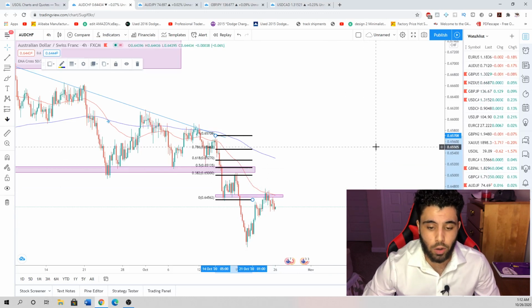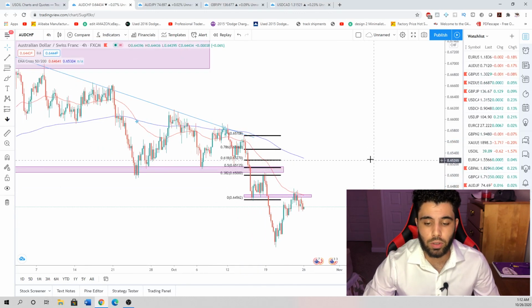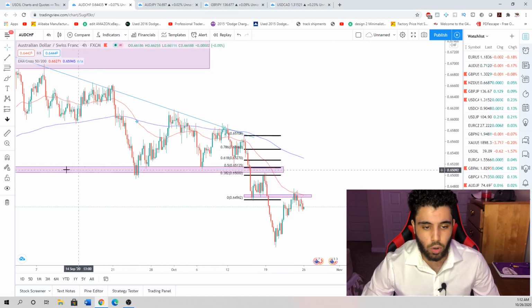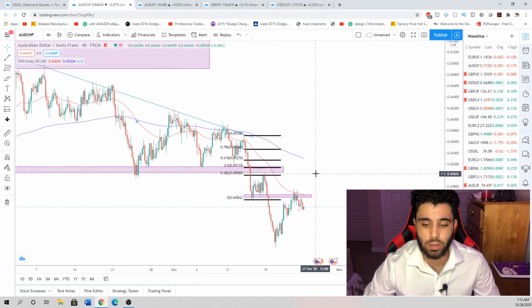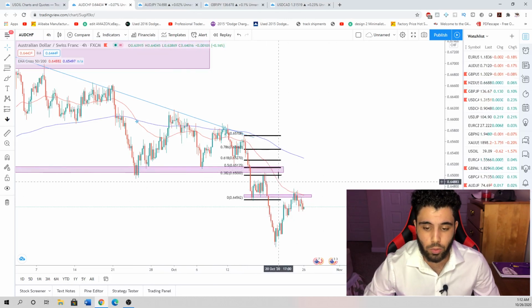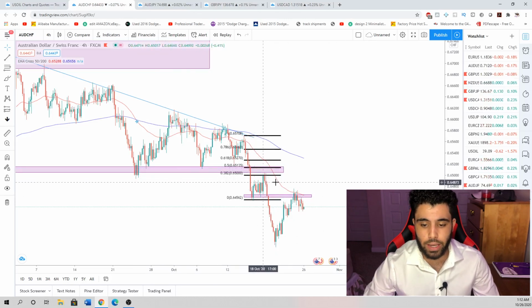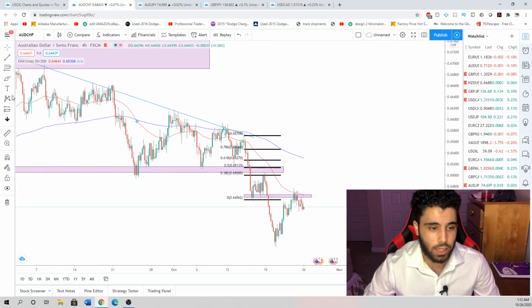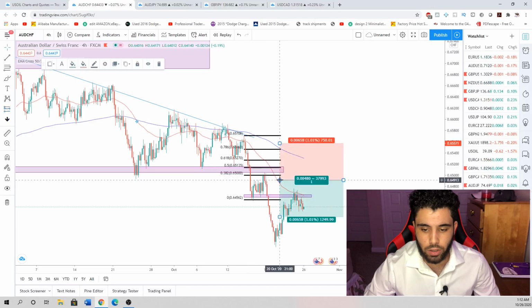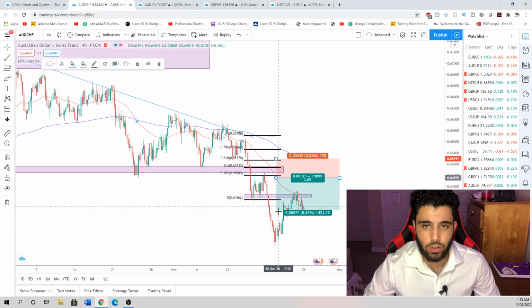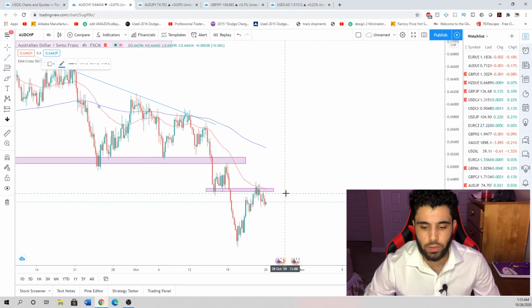So this is a very powerful tool. Now you want to use it in confluence with other things, right? So we have this nice support being formed, as you can see here, and price broke through and came back to test this same support as resistance. So we have that paired with the Fibonacci at the 0.382 golden zone, which is a nice opportunity for a short right here, and you can place your stop loss right above the zone like that, and then you can just target whatever.